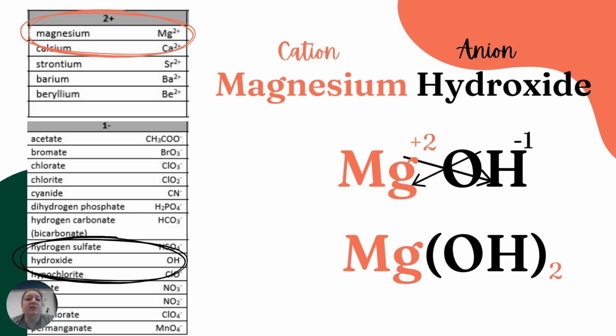So the first thing that you're going to do is list your magnesium. It carries a +2 charge, and then you're going to list your hydroxide. It carries a -1 charge. Cross those down and you get Mg, parentheses, OH, close them, and then the 2 goes outside of the parentheses. Again, we're still doing the same thing. The difference is the OH and the cyanide and the hypochlorite don't have a subscript at the end of them, so it's not easy to notice that you need the parentheses.